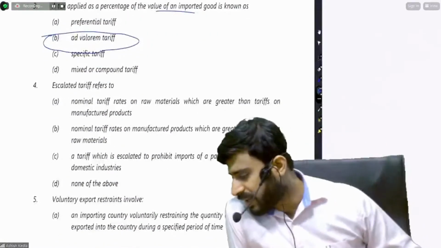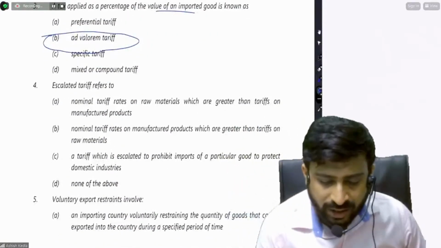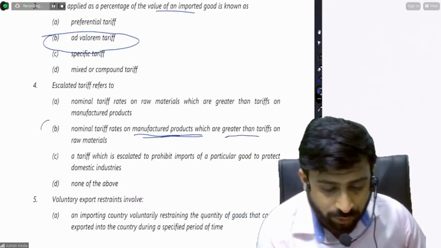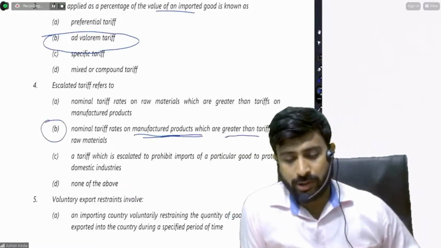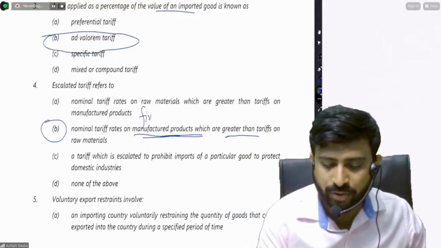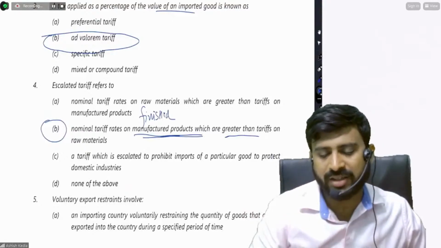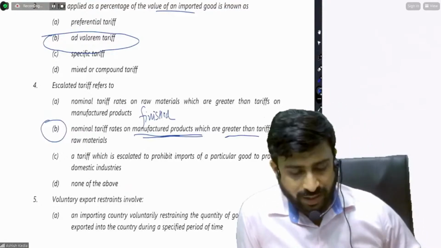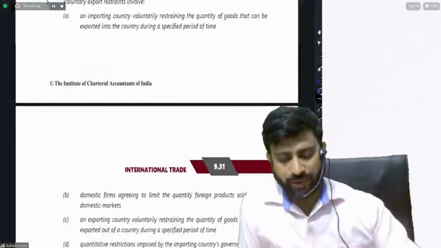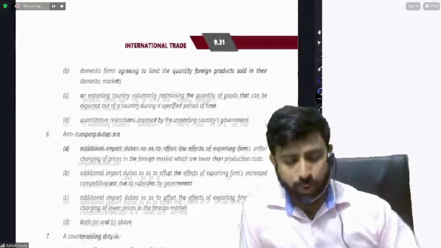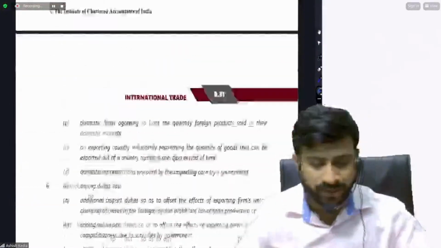Escalated tariff. What is an escalated tariff? Nominal tariff rates on finished, manufactured products are greater than the tariff on raw materials. The tax rate is greater. I gave you the steel pipes example. Fifth one, voluntary export. We have not done export, so I am skipping this for now.